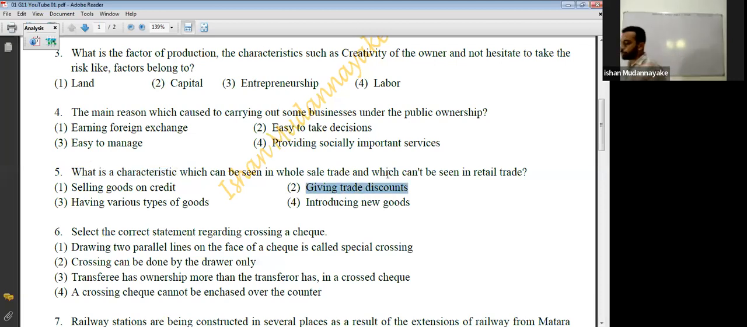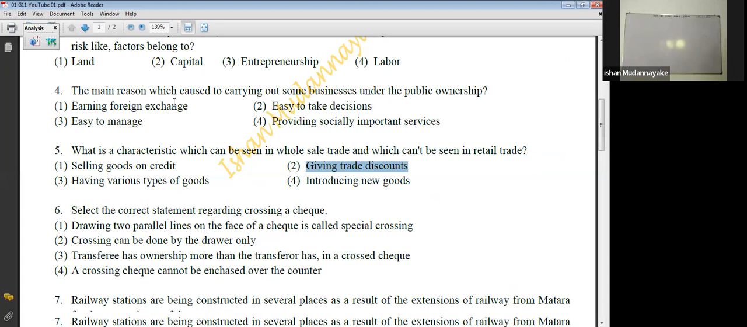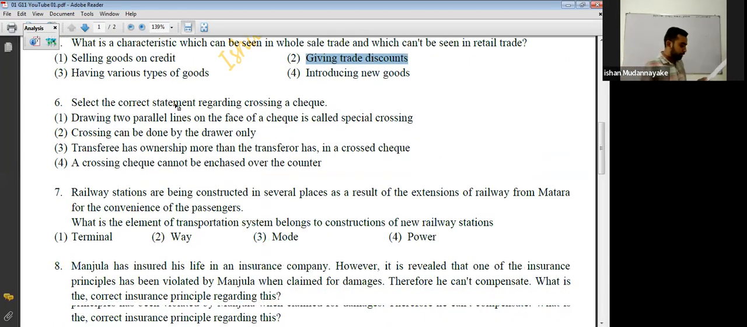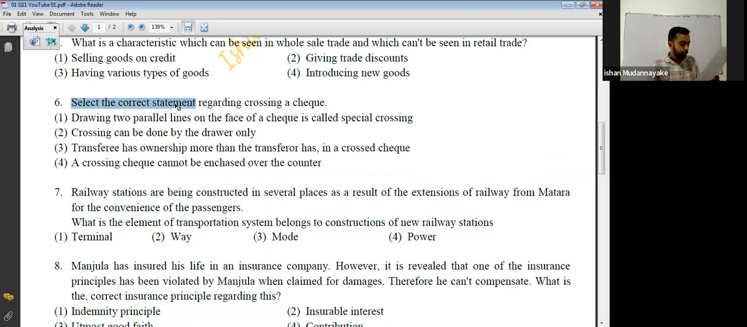Right. Look at question number 6. Select the correct statement regarding the crossing of a check. Drawing two parallel lines on the face of the check is called special crossing. No, false. Crossing can be done by the drawer only. No, anyone can cross a check. Transferee has more ownership than the transferor has in a crossed check. No, that is wrong. Fourth one, a crossed check cannot be encashed over the counter. Yes, the fourth one is the answer.